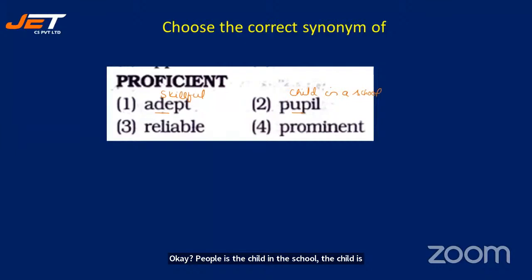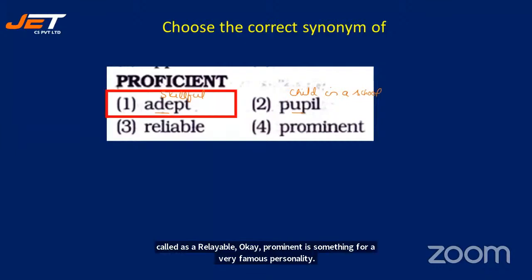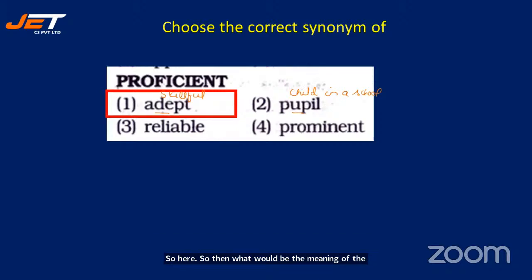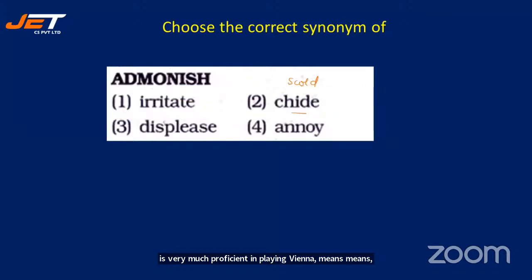Okay. Prominent is something very famous personality. So then what would be the meaning of the word proficient? It means skillful. Yes. So for example, this person is very much proficient in playing veena, means he is very skillful in using the instrument. All right. Yes, quickly let's move on to the next question, next word.